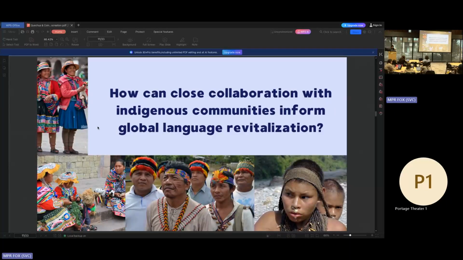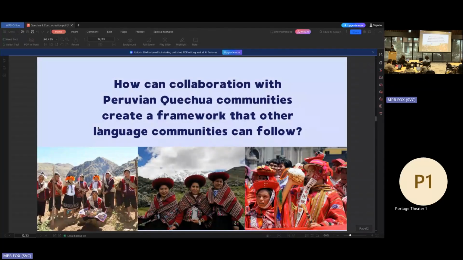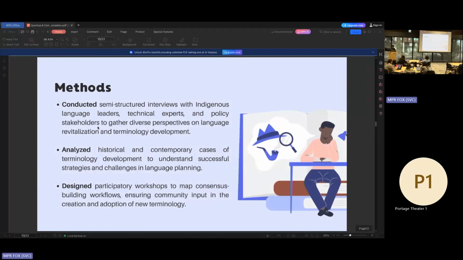How can we make a close collaboration with indigenous communities so that we can inform global language revitalization? And how can collaboration with Peruvian Quechua communities create a framework so that other communities can follow?